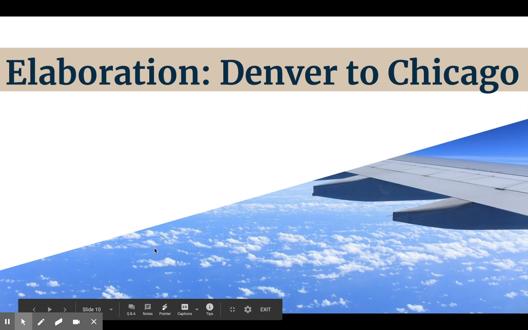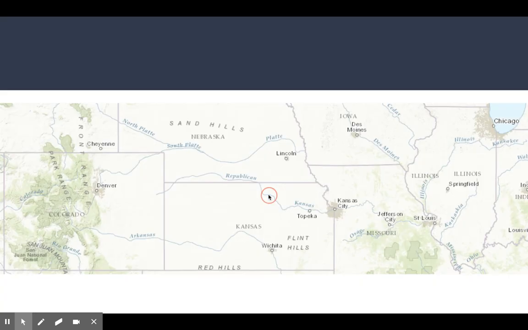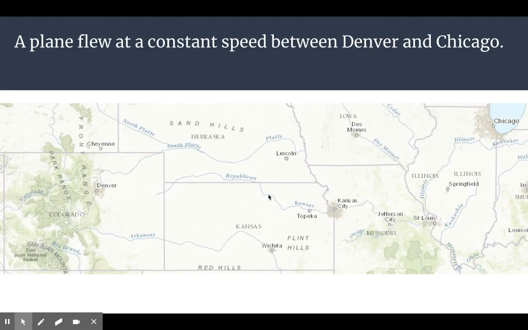Great. Now let's just keep moving on. So now we're going to the second part of our elaboration activity. This is going to be on page 3 of the student companion, and this portion is going to be called Denver to Chicago. So now we're moving to page 3 of our student companion, looking at the section that says Denver to Chicago.